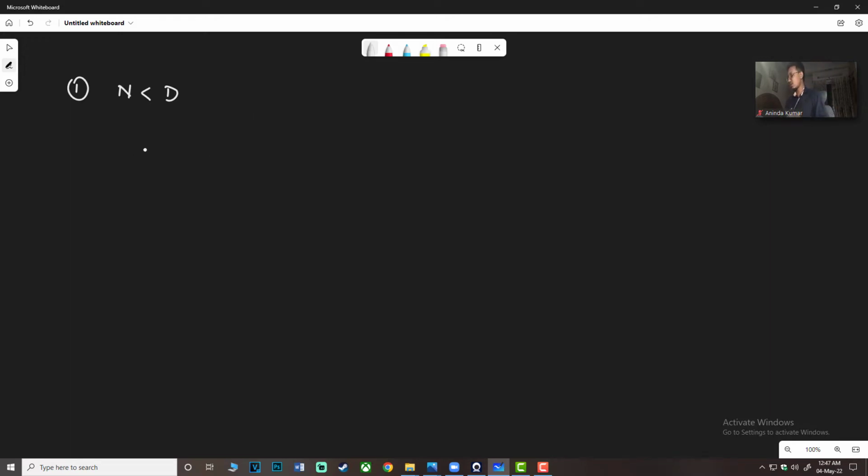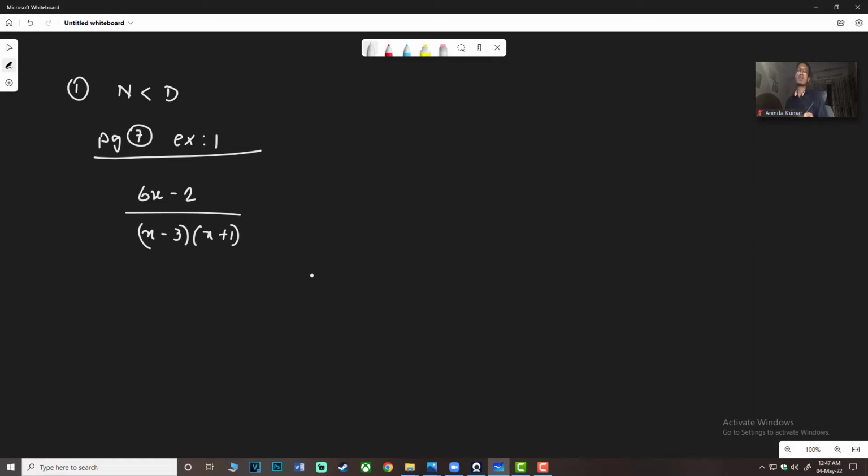The example that I'll be solving now is example number 1 from page number 7. This is the book that I'll be following, P4. The expression that I have here is (6x minus 2) divided by (x minus 3)(x plus 1). I have to convert this into partial fractions.